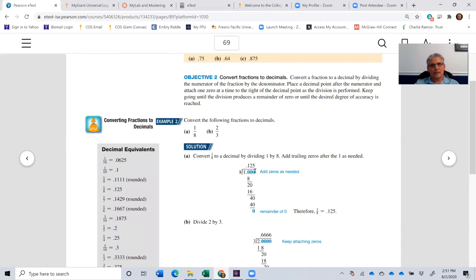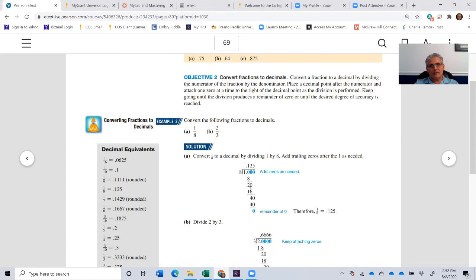8 goes into 1. Put your decimal point and then you solve, just like you learned in section 1, how to solve division problems. Except we have to pay attention to that decimal point. So that point goes right here, carries right up. So 8 is too large, it can't go into 1, but 8 can go into, you start adding these zeros. So 8 can go into 10. 8 goes into 10 one time.